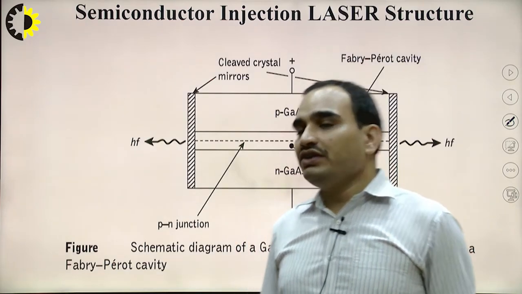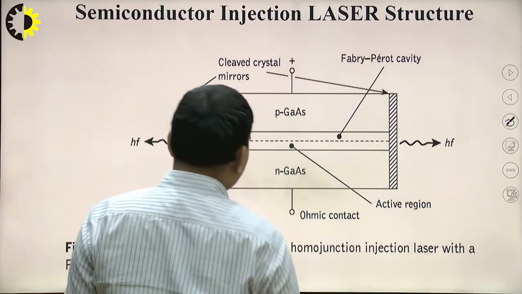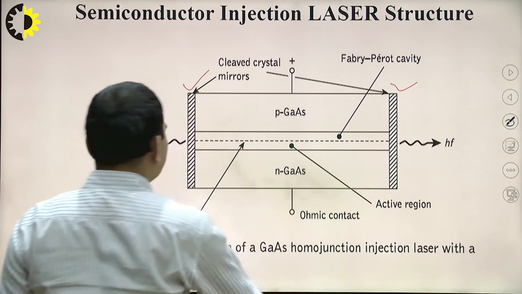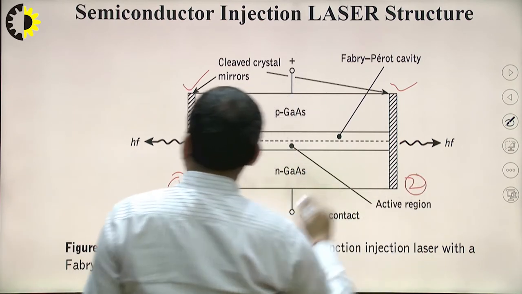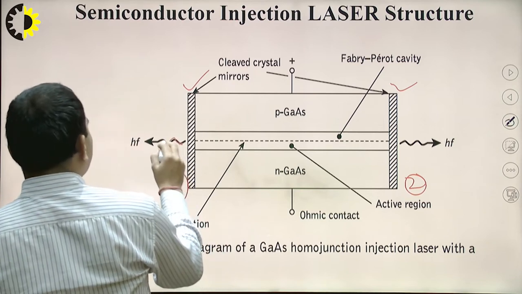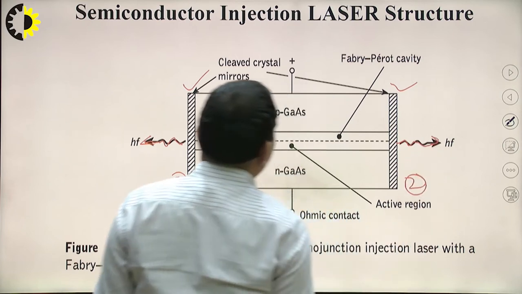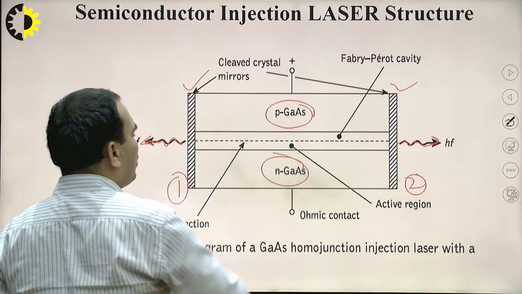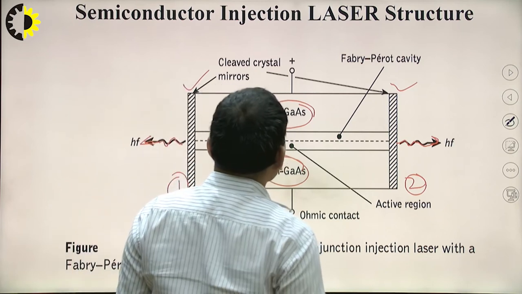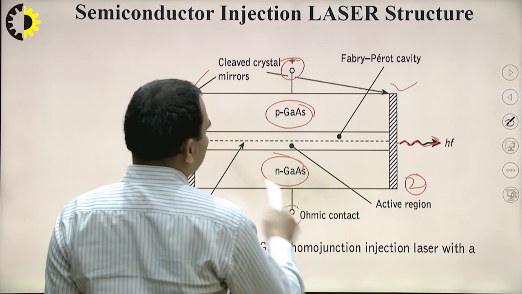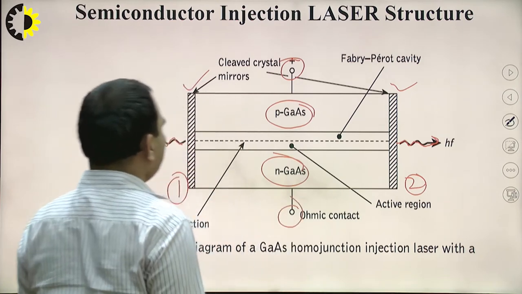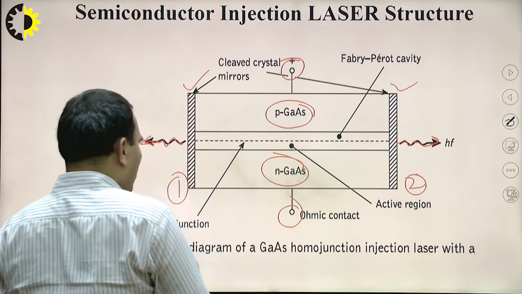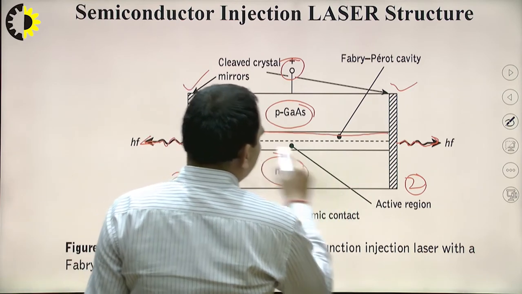As we can see in the figure, we have the semiconductor injection laser structure. Here we have the cleaved crystal mirrors, forming a Fabry-Perot cavity with these two mirrors, mirror 1 and mirror 2. We can see the energy released in the form of hf on the left as well as the right. On the top we have the P-type gallium arsenide, and at the bottom the N-type gallium arsenide. The ohmic contacts are on the top, which is positive, and at the bottom. We have the active region sandwiched between the P and N type, where there is a release of energy in the form of photons, forming a P-N junction diode.